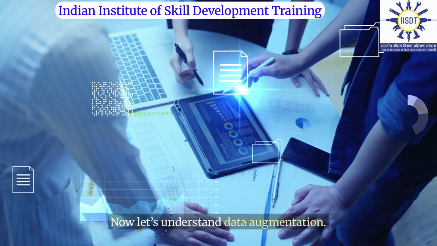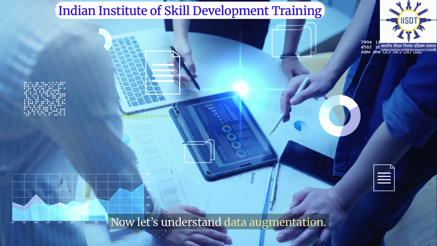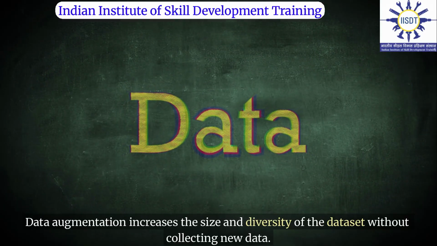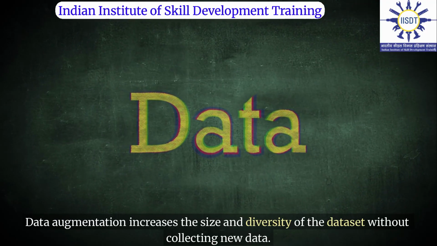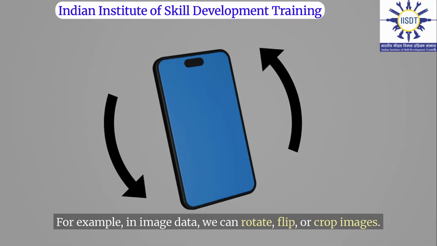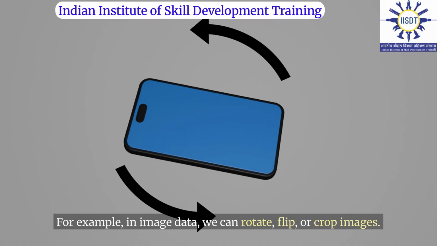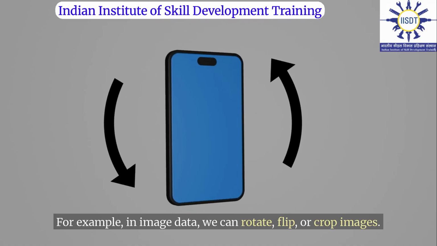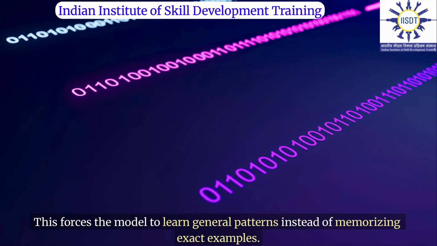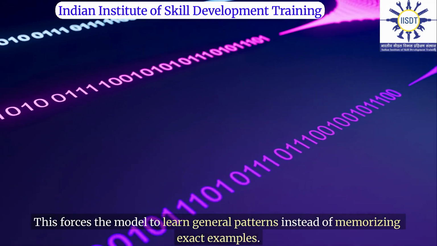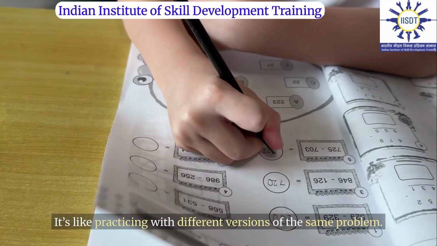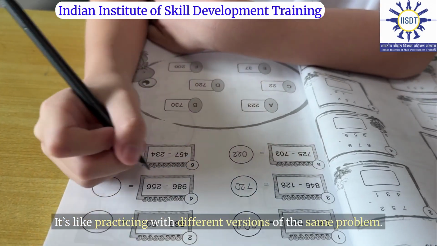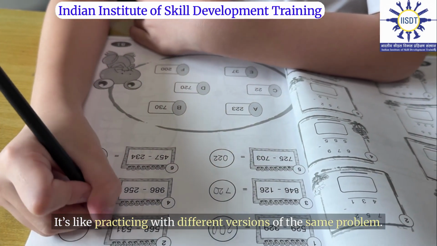Now let's understand data augmentation. Data augmentation increases the size and diversity of the dataset without collecting new data. For example, in image data, we can rotate, flip, or crop images. This forces the model to learn general patterns instead of memorizing exact examples. It's like practicing with different versions of the same problem.